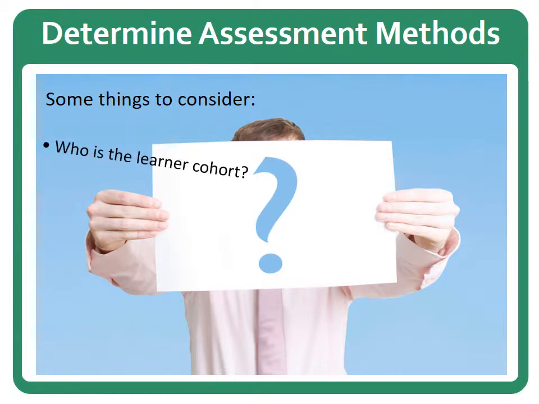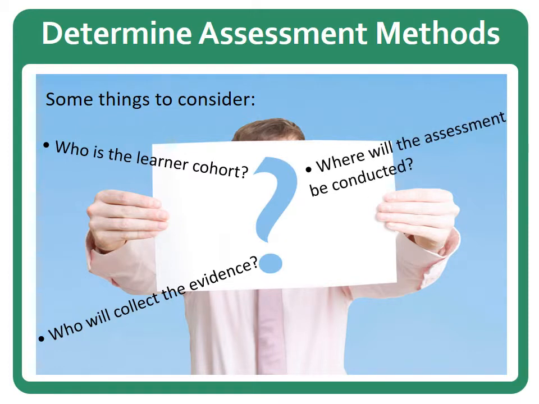Who is the learner cohort? Are they an experienced group, a group of school leavers, or maybe a mixed group? Who will collect the evidence? Will it be you as the trainer and assessor? Maybe you'll ask the candidate to put together a portfolio of evidence, or a third party might be involved to capture the proof.